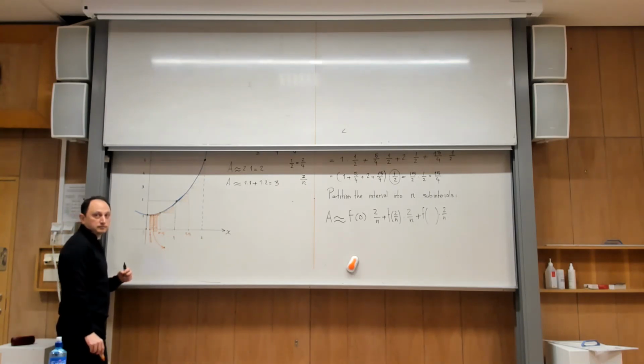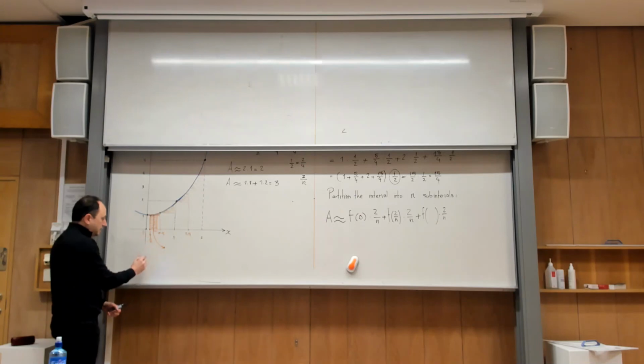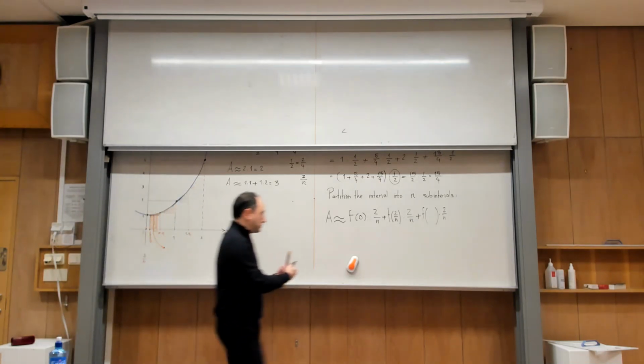Do you understand what is going on? 4 over n. Yes, Ruben? 4 over n, because each one of them has length 2 over n. Here I have one length, so it is 2 over n. The next one I have two lengths, so it is 2 times 2 over n. So it is 4 over n. So then it becomes f of 4 over n.